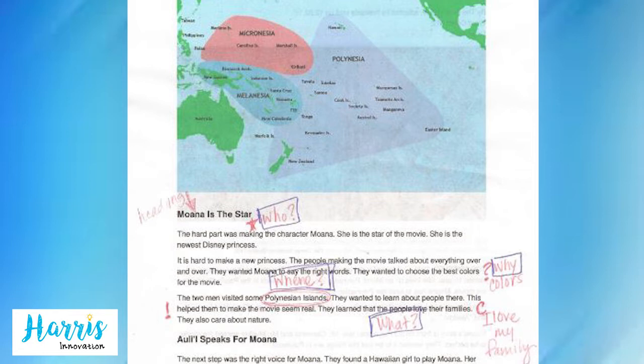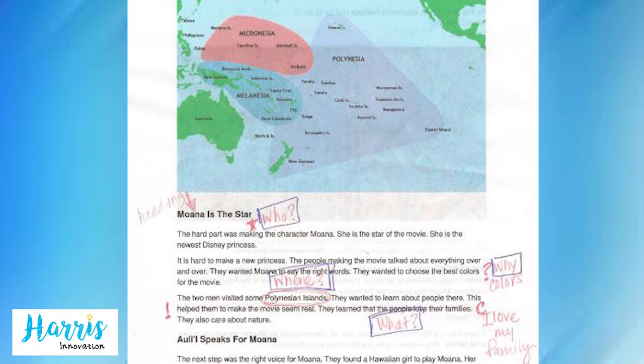You see the heading is Moana is the star. The hard part was making the character Moana. I put a star there because that would be the who the text is about. She is the star of the movie. She is the newest Disney princess. It's hard to make a new princess. The people making the movie talked about everything over and over. They wanted Moana to say the right words. They wanted to choose the best colors for the movie.